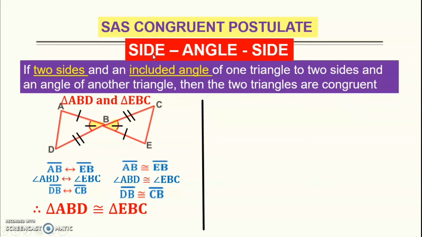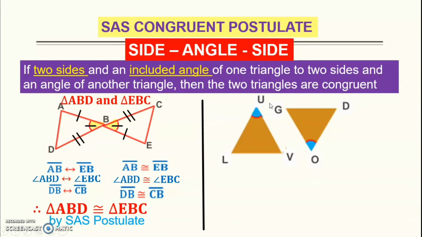Sa ating natutunan na kahit itong tatlo lang, yung side, angle, side, or itong tinatawag na SAS Congruence Postulate, pag magkapareho sila, yung tatlo lang, ay matatawag na natin silang congruent. Therefore, triangle ABD is congruent to triangle EBC by SAS postulate.